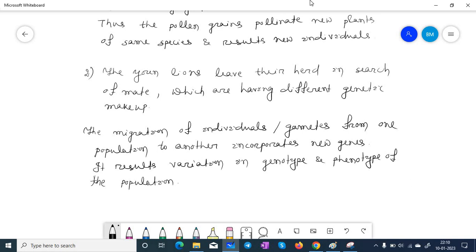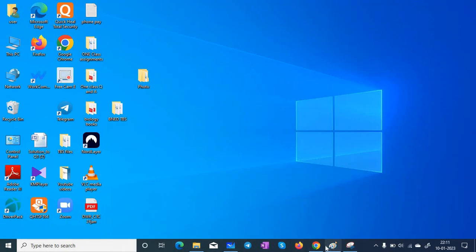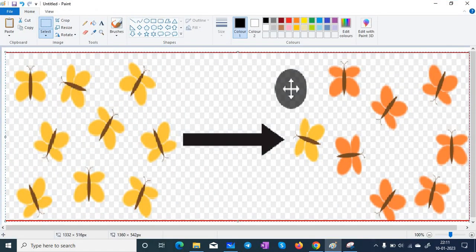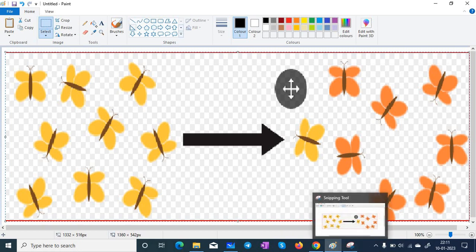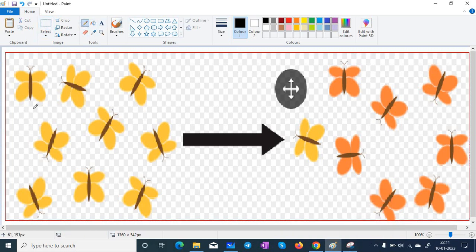Here I am showing you another image for it. You can see these are the yellow butterflies in population 1. Population 1, P1, I am writing here, and this is P2. This is the second population where orange colored butterflies are present.